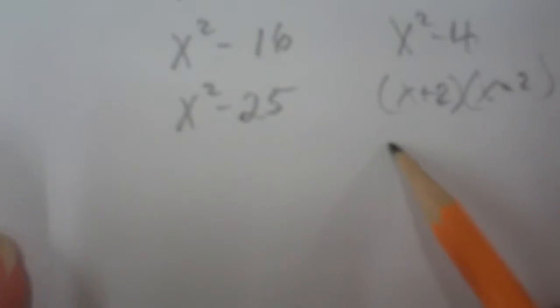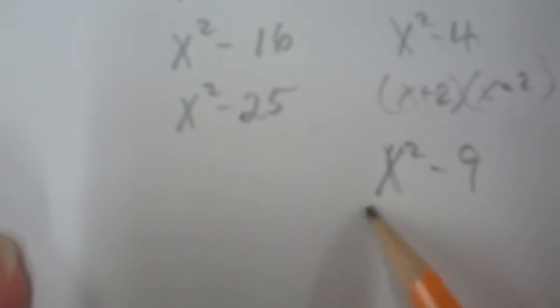Let's take a look at another one. Here I have x squared minus 9. Well, that just breaks down into an x plus 3 and an x minus 3. No problem there. How about x squared minus 16? No problem. x plus 4 and x minus 4. Are you starting to see the pattern?